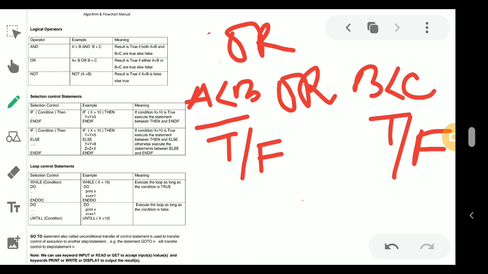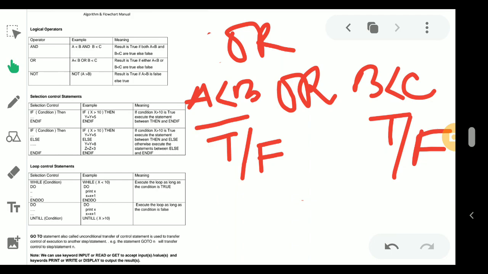Maybe this condition is true and this condition is false, or maybe this condition is false and this condition is true. If either of these two conditions, any one is satisfied, it means any one is true, then only the steps written under this need to be followed.